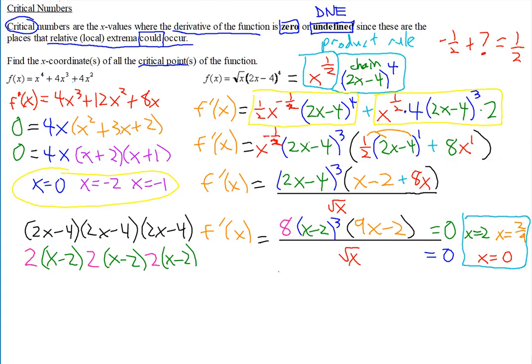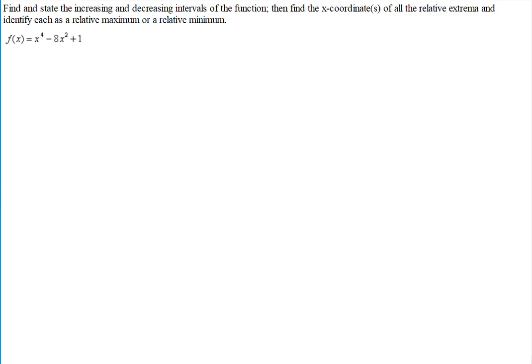All right, so now let's take a look at some examples. These say to state the increasing and decreasing intervals of the function, and then find the x coordinates of all the relative extrema. That refers to both minimums and maximums. Identify each as a relative maximum or a relative minimum. So the first thing we need for all this is to find the first derivative.